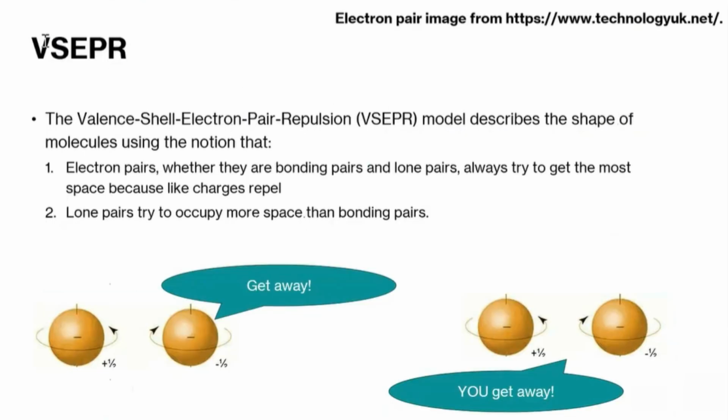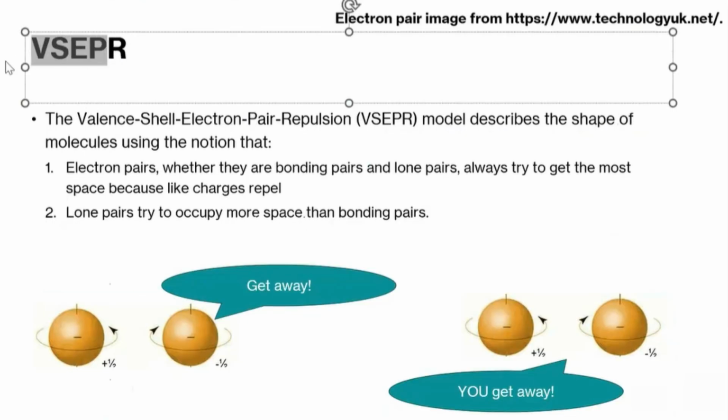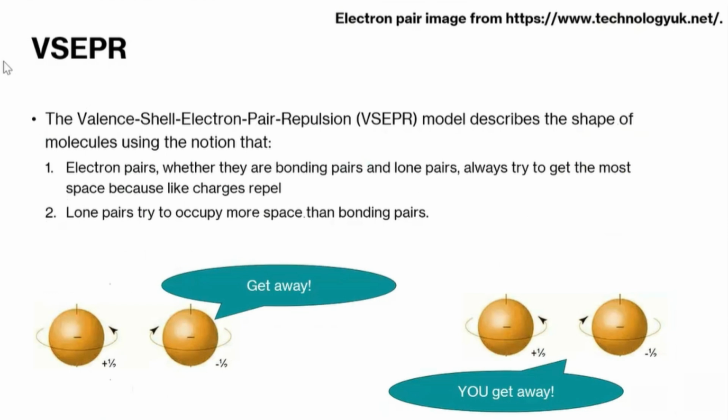Now right here, we're introducing what's known as VSEPR. Most of the time in chemistry, finding out how atoms are bonded within a molecule can be super crucial. So VSEPR basically states that electron pairs, whether they're bonding or lone pairs, always try to get the most space because like charges repel. So you can see these two electron pairs telling each other to get away.